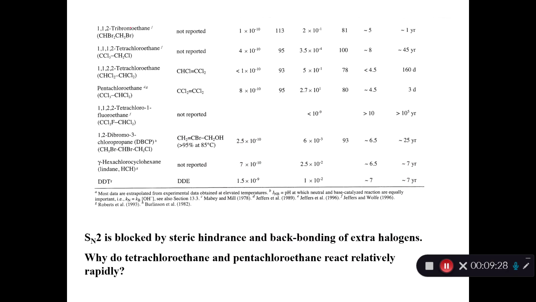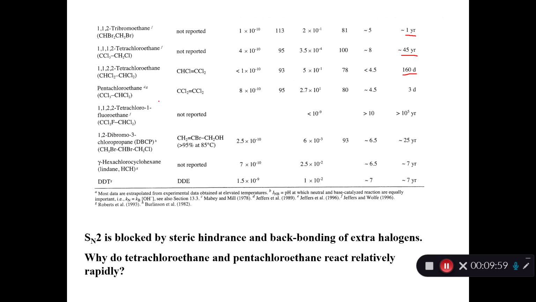So then there's some more examples here. 1,1,2-tribromoethane, very similar chemical, except now bromines instead of chlorines. And it reacts pretty quickly on the time scale of only about a year. 1,1,1,2-tetrachloroethane, 45 years, quite slow. But if you just rearrange it a little bit into 1,1,2,2-tetrachloroethane, all of a sudden you go from 45 years to 160 days. Like, what is up with that?